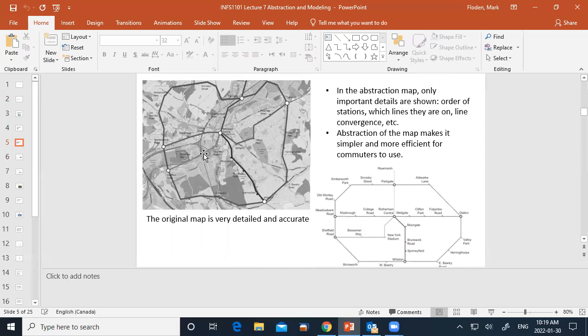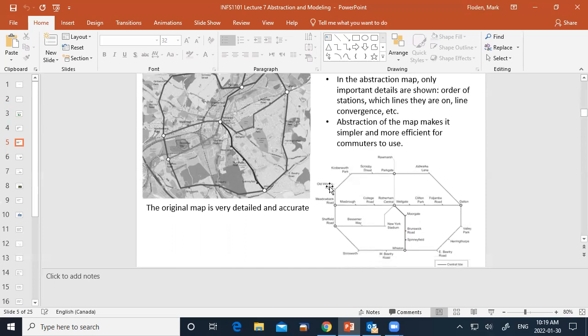What do you need to know when you're riding on the train? Well, you need to know where you are now, which station you left, and what's the next station. That's about all you need to know. And you need to know what other stations that station is connected to. As long as you know that, you're pretty good. And that's the kind of thing that you would see.